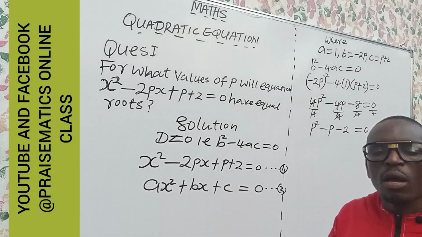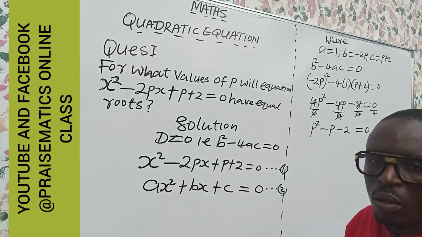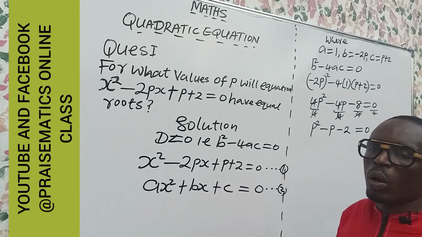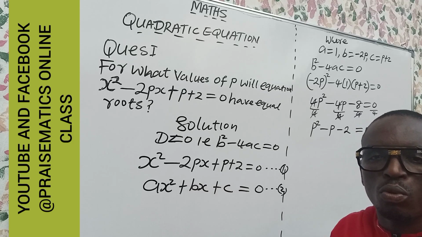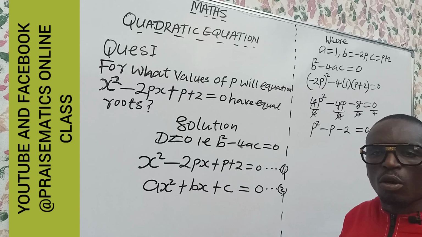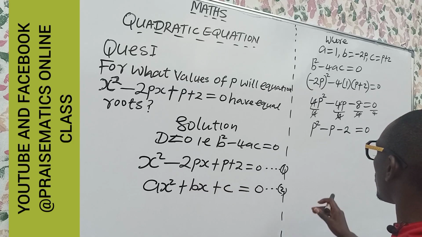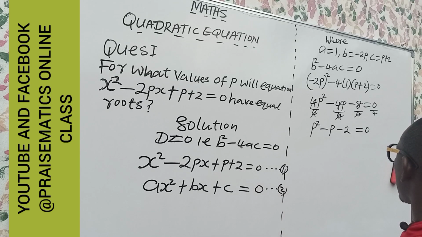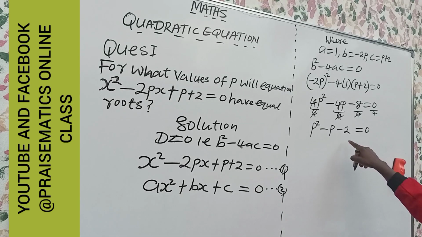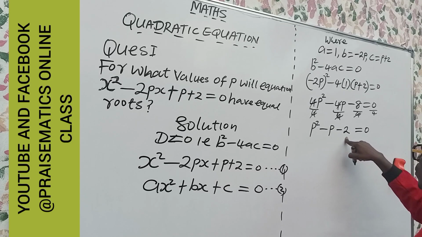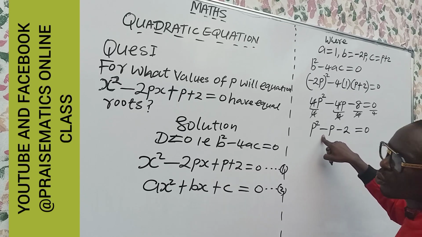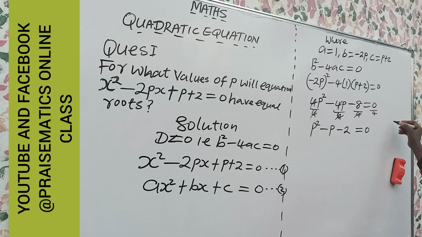We can use any method of quadratic equation to solve this, either the factorization method, the general formula, or the completing the square method. But I'm going to use the factorization method to solve this. How do we do this? What are the two factors of minus 2 that when we multiply, we get minus 2, but when we add them, we get minus 1?